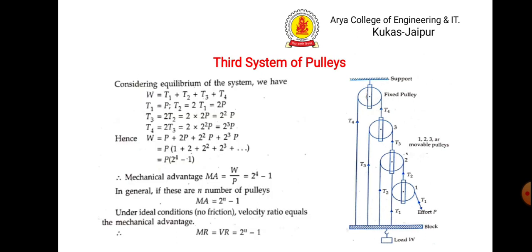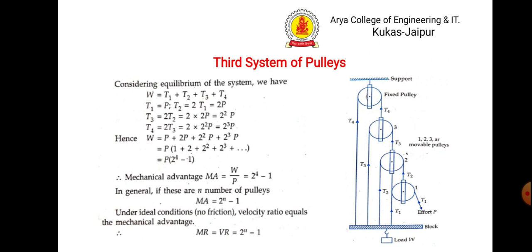So from the equilibrium of the system, I can say that W equals T1 plus T2 plus T3 plus T4. Now T1 equals P, and T2 equals 2T1, that is equal to 2P. T3 is 2T2, it is 2 into 2P, that is 2 square P. And T4 equals 2T3, this will be 2 cube P. So W equals P plus 2P plus 2 square P plus 2 cube P. So it will be P into 2 to the power 4 minus 1.